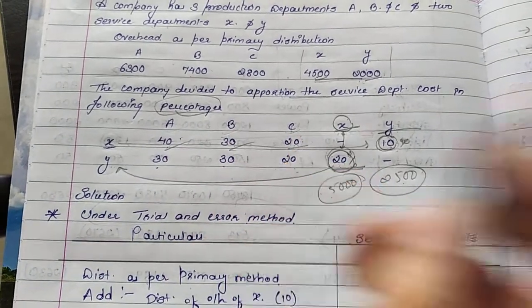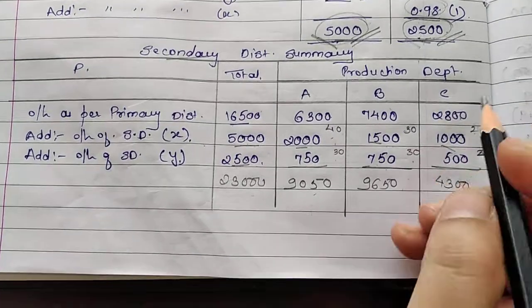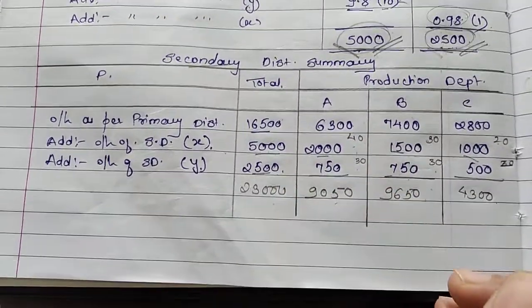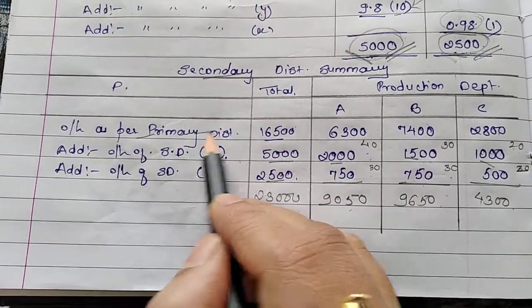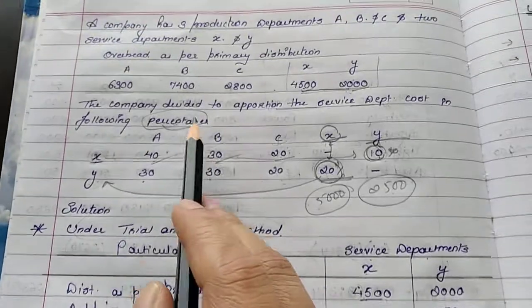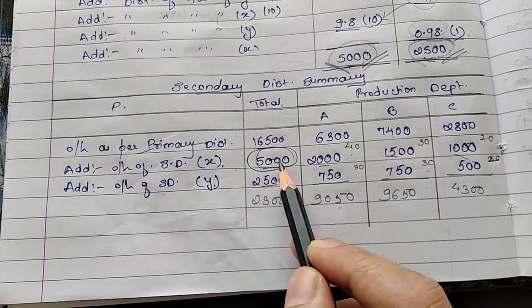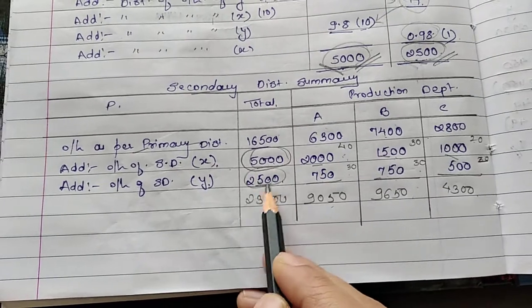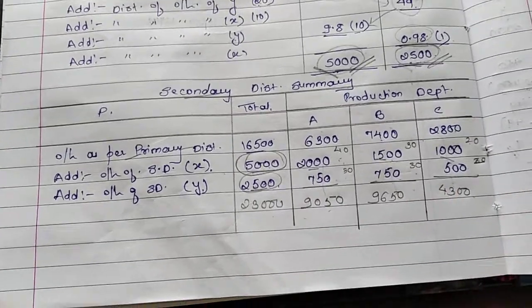B 30%, C 20%. Okay, so I have already done the secondary distribution to the production departments over here. See, we had got 5,000 and 2,500, and we had solved this while solving the same problem under the trial and error method. First you have to write the overhead as per primary distribution, see here, 6,300, 7,400 and 2,800, that is what we have written first. Then add overhead of X, this 5,000 we had got, right? That we are distributing in the percentage of 40, 30 and 20, and distribute overhead of Y, that is 2,500, in the percentage of 30, 30 and 20. Then you total all the three departments and you are done with your problem.